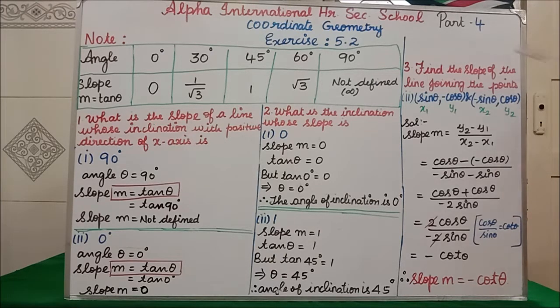Clear? In the third question, I am doing the second subdivision. The first subdivision you are going to do as homework. Now, sin theta before the comma is x1, after the comma is y1, and this is x2 and y2. According to that, you have to take the values. Now this is our formula: slope m equal to y2 minus y1 divided by x2 minus x1.